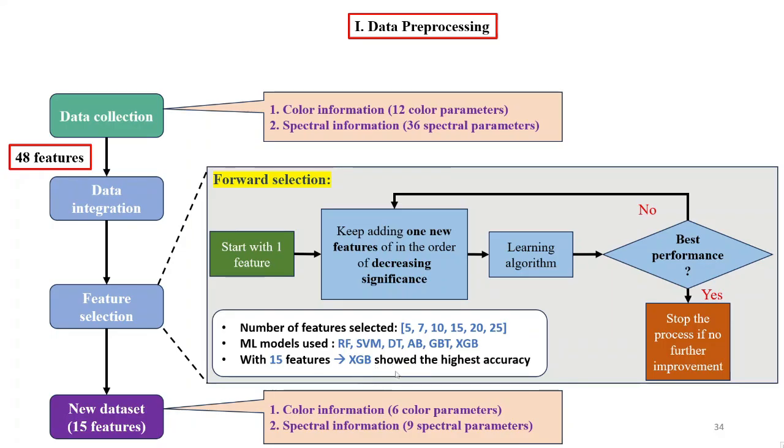So we selected these 15 features generated by the XGB model during the forward selection process as the new data set for further analysis. In this new data set, what you have is 6 color parameters and 9 spectral parameters.